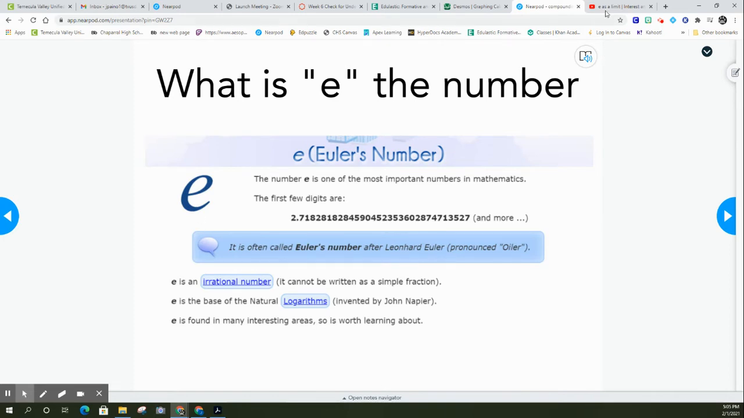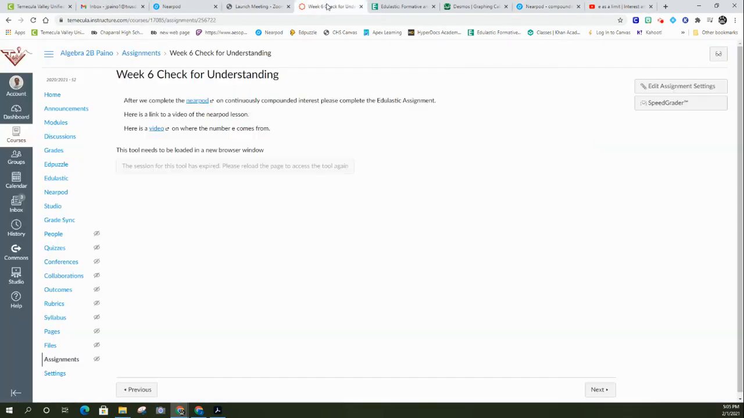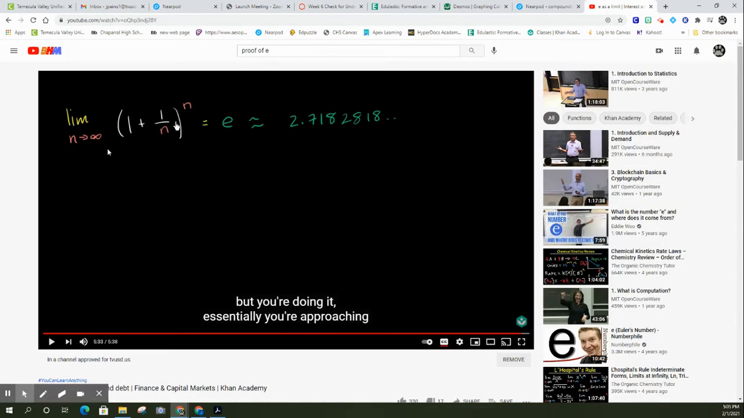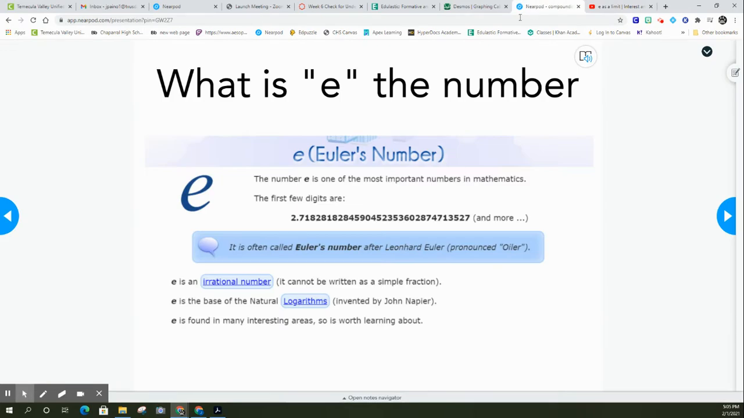I got a little link in the Canvas here, explaining to you where the E comes from and how it's related to the interest and compounding problems that we've been working with. So take a second to watch that video if you want to learn where this number comes from. It actually comes from a couple different proofs.